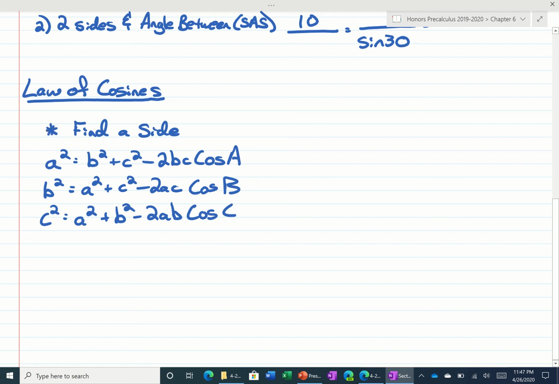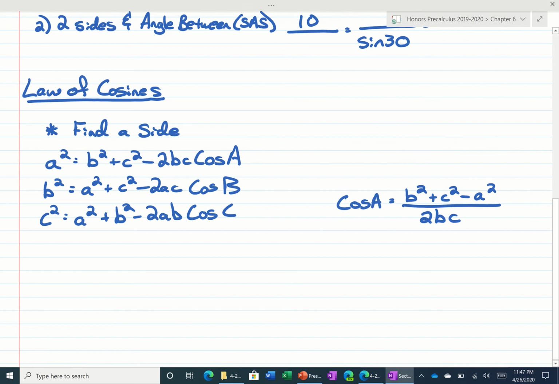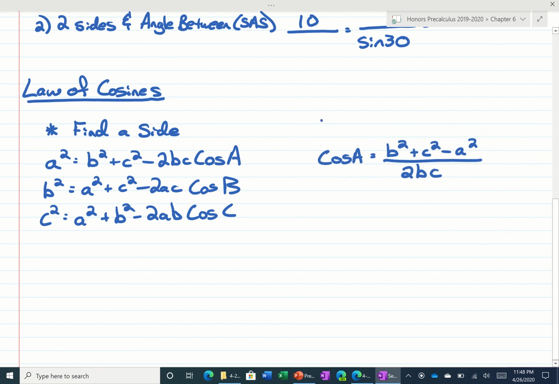Now we could rearrange these. Like, let's take a look at the first one. What if we want to find an angle? If we have three sides and we want an angle, we could bring the b squared and the c squared on the other side, and divide both sides by negative 2bc. You wind up with a formula that says the cosine of angle A, we could divide both top and bottom by the negative here, would be b squared plus c squared minus a squared over 2bc. It's another formula, but it comes from this one. So now that you know where it comes from, it might be easier to use this formula if you want to get an angle. Meaning if you have three sides and you need an angle, we're going to use these. Find an angle.